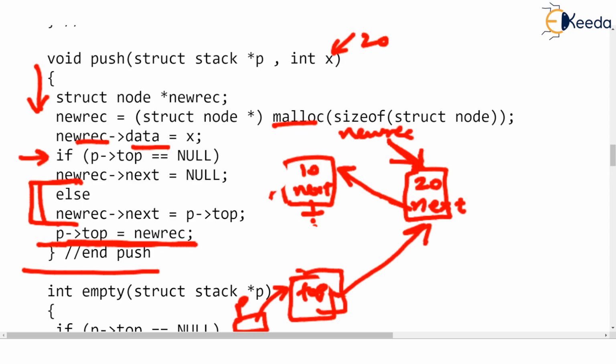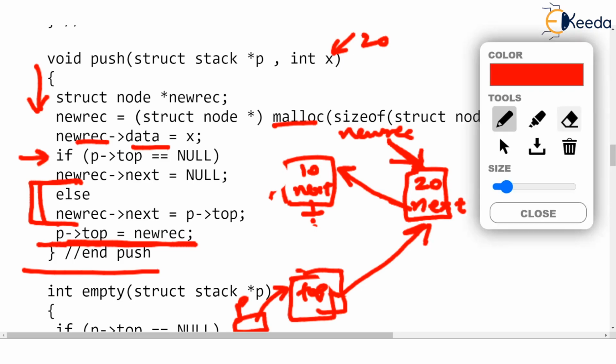First value pushed was 10, second value pushed was 20, and 20 has become topmost. And 20's next is pointing to 10, and 10's next is null. Don't forget, when the push function ends, some variables are deleted, the variables that were created by the function. So newrec was created by the function, deleted, and this p, which was a parameter, is deleted. And we have a perfect stack.